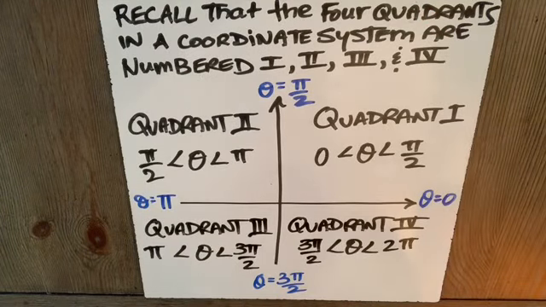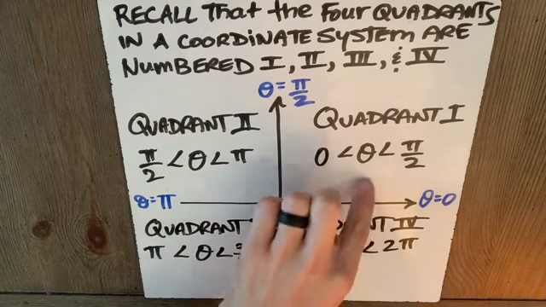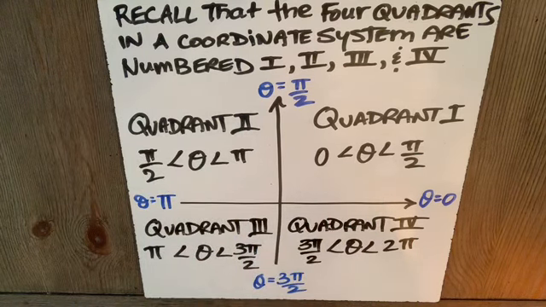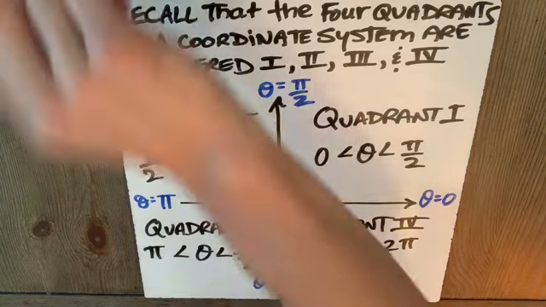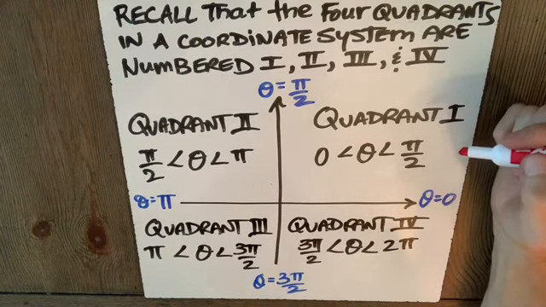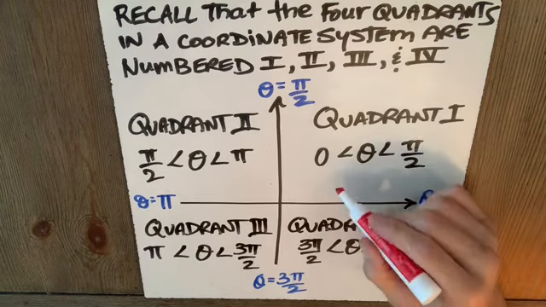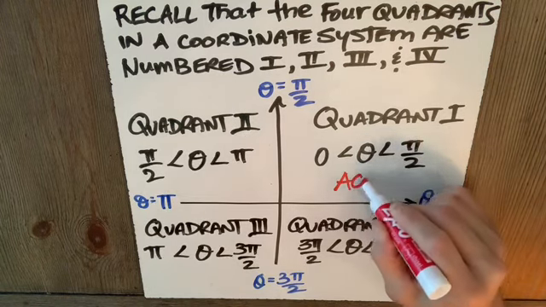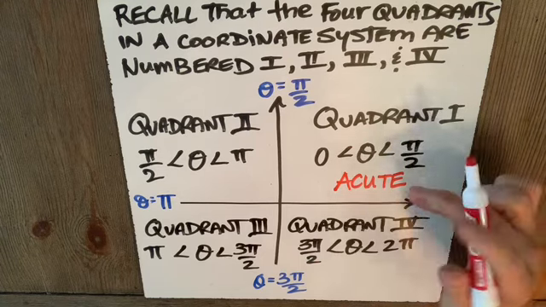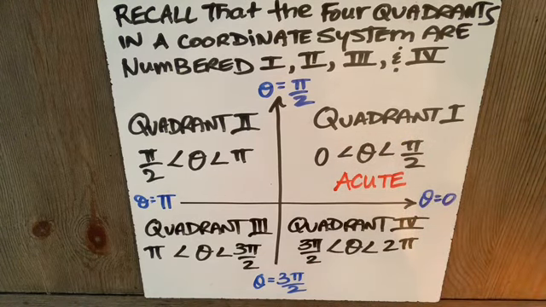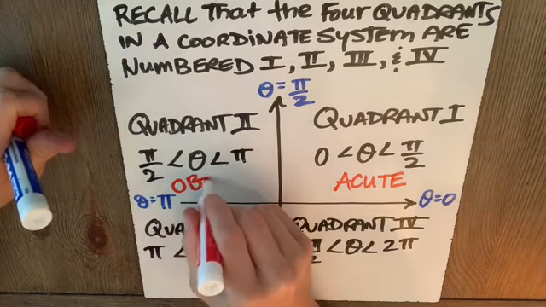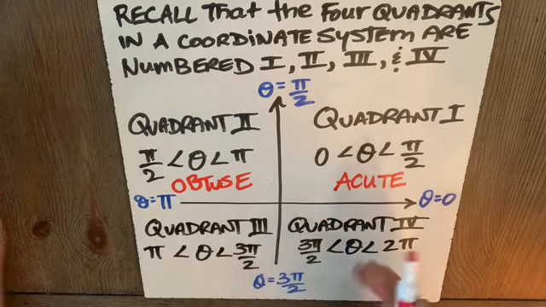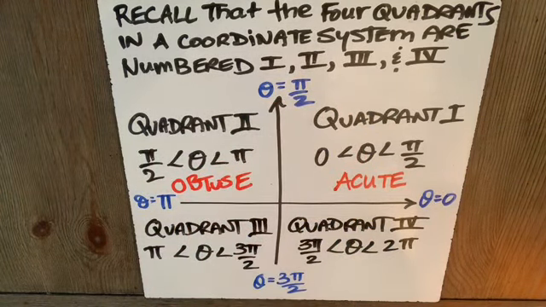Recall that the 4 quadrants in a coordinate system are numbered 1, 2, 3, and 4. Quadrant 1 includes acute angles if we're doing angles that open counterclockwise and are positive. So over here we've got acute angles when the angle is between 0 and pi over 2. Remember, that's 90 degrees up here. If the angle opens into the second quadrant, we call it obtuse. And that means the angle is between pi/2 and pi.